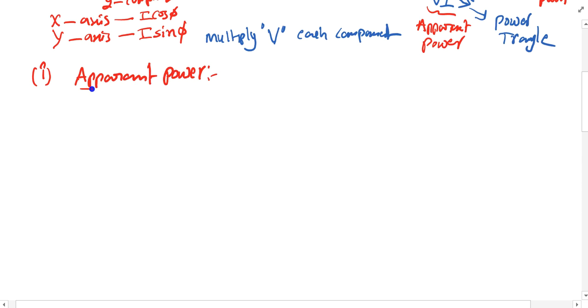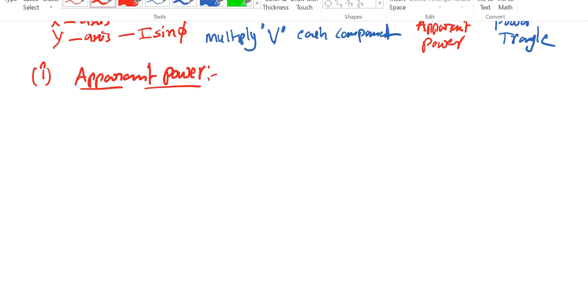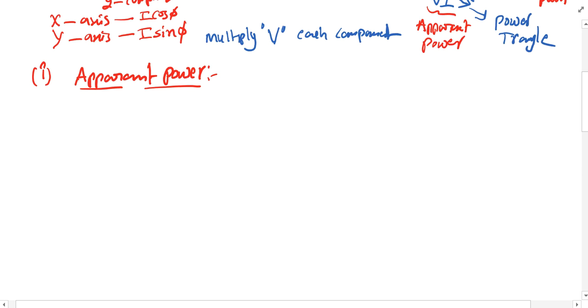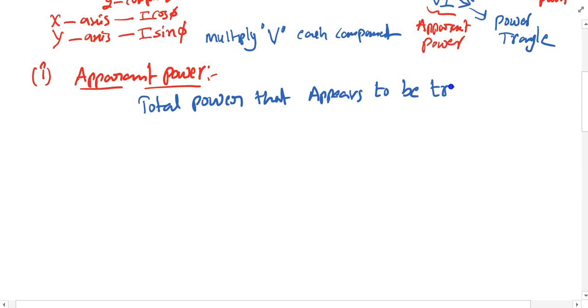So you take the sentence here. So I can write the apparent power here. It is the total power that appears to be transferred between the source to a load. It is called apparent power.